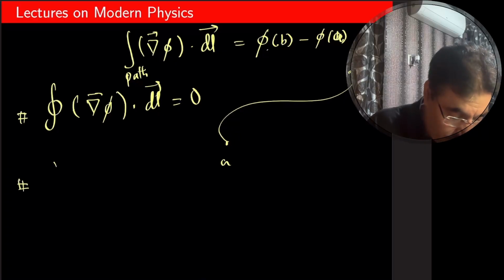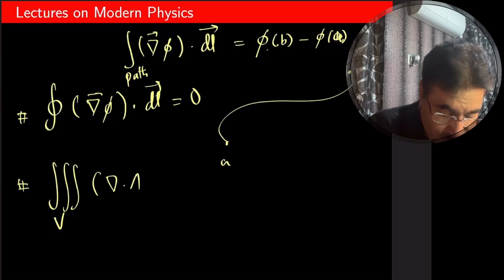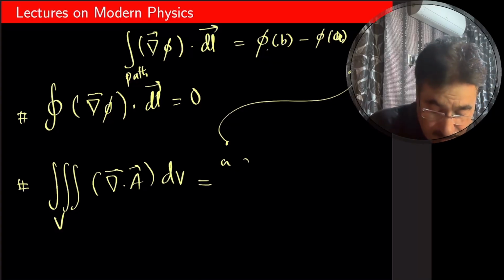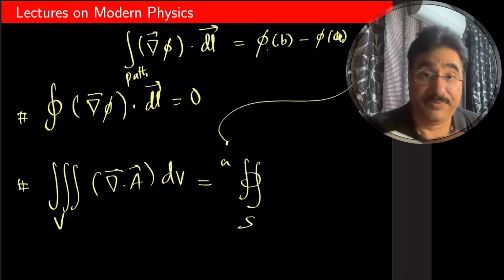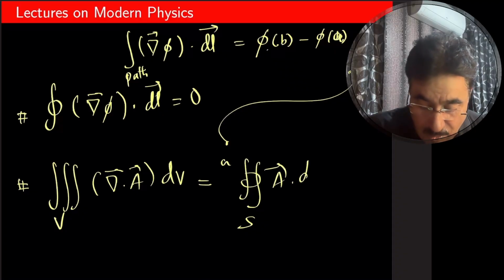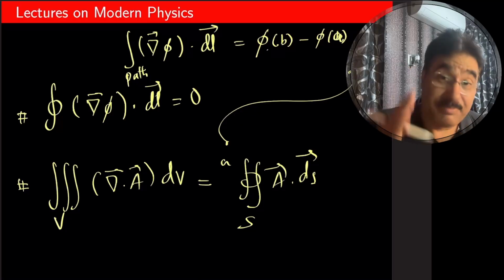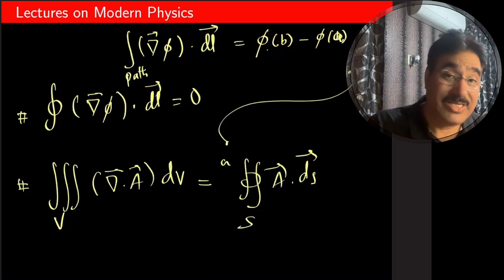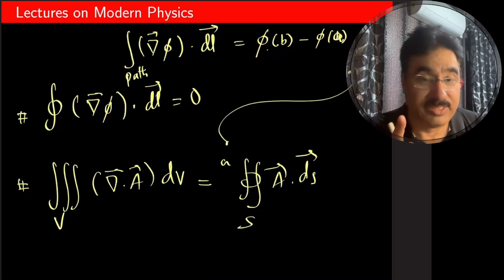What's my second theorem? The second theorem tells me the volume integral of the divergence of a vector field over the volume V is equal to the surface integral over the closed surface that encloses that volume, which is the flux of the field through that surface. So it connects divergence with the flux. Remember, the second theorem connects divergence with the flux. Keep it in mind, because I will be using this result.